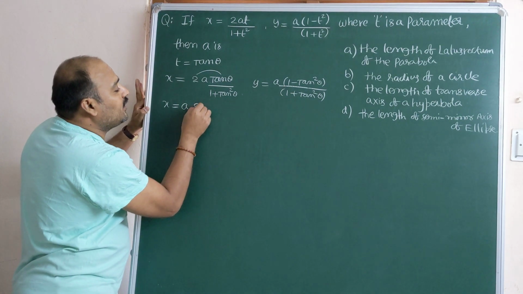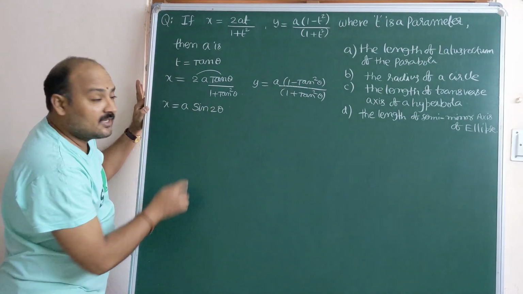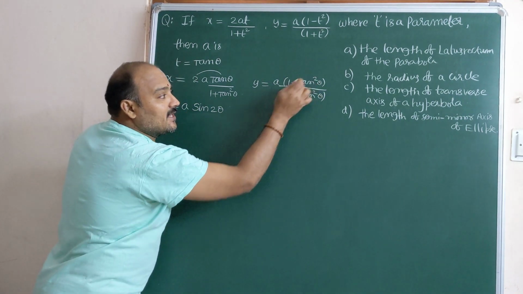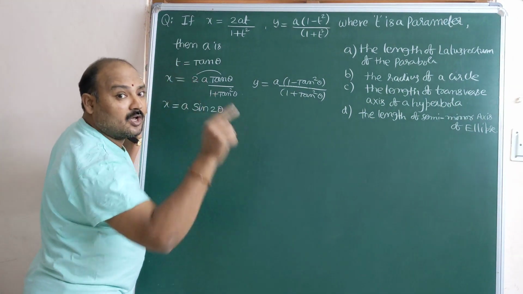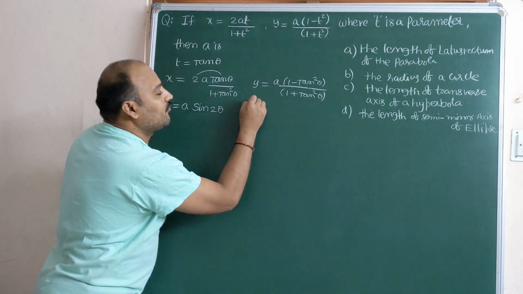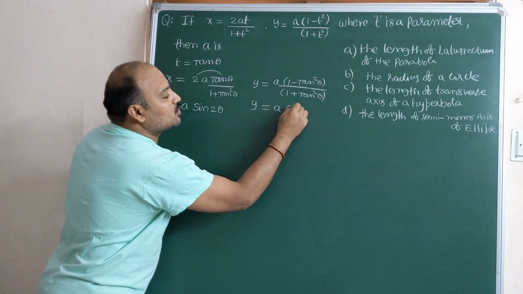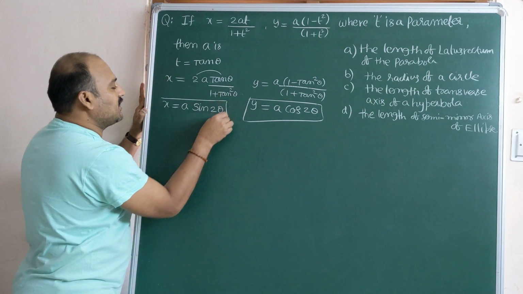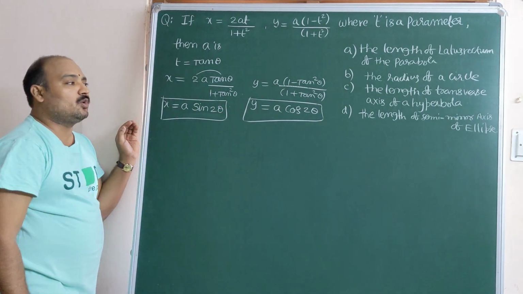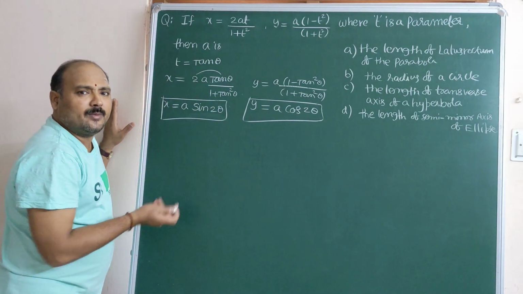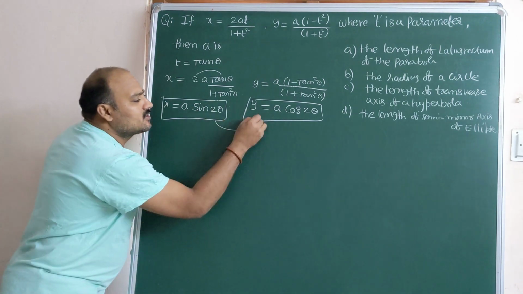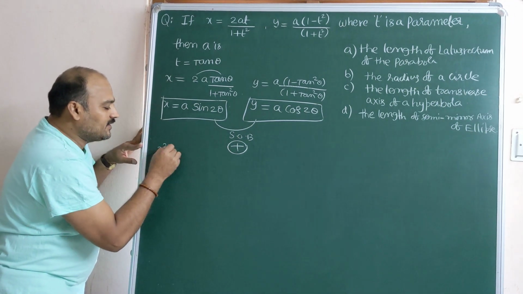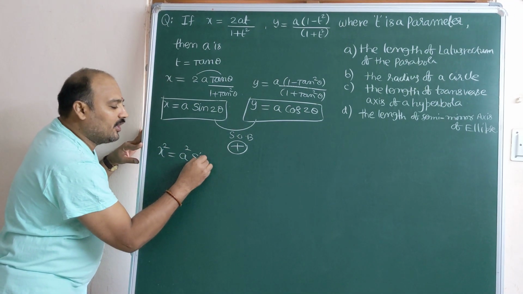So x is equal to a into 2 tan theta by 1 plus tan square theta, which is the formula for sin 2 theta. Remember, dear students, sin 2 theta in terms of tan. Now 1 minus tan square theta by 1 plus tan square theta is the formula for cos 2 theta in terms of tan. So y is equal to a cos 2 theta. So here x is equal to a sin 2 theta, y is equal to a cos 2 theta. Easy to eliminate the theta value, no? Squaring on both sides and add. So x square is equal to a square sin square 2 theta.